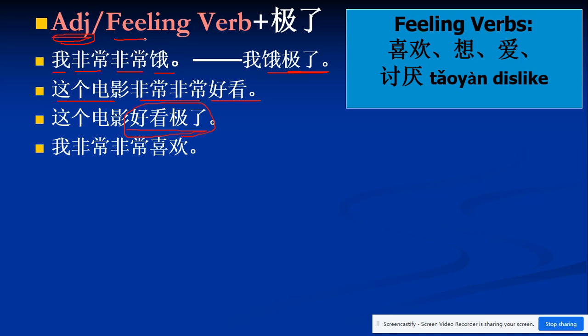Up to now, we used adjectives as examples. I'll give you one example with feeling verbs. What we call feeling verbs are 喜欢, 想, like in missing my hometown, 想家, 爱, to love, 讨厌, to dislike. So let's use 喜欢 as the example. 我非常喜欢. 我喜欢极了. So now that's how we handle the feeling verbs.